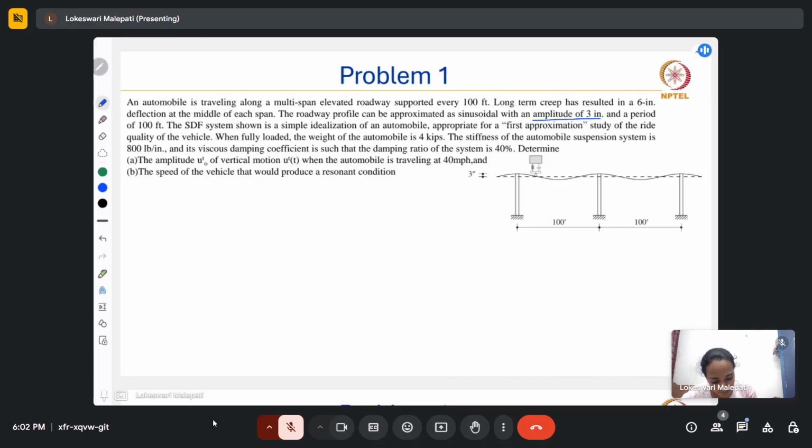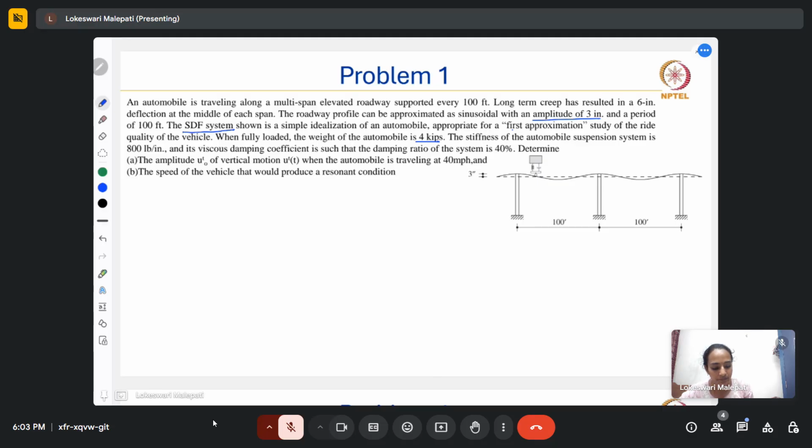So now what they have done is there is one automobile which they have idealized as a single degree of freedom system for a first approximation study. And when fully loaded, the weight of the automobile is 4 kilopounds, and the stiffness of the automobile suspension system is 800 pounds per inch, and its viscous damping coefficient is such that the damping ratio of the system is 40%. So determine the amplitude u t naught of vertical motion u t of t when the automobile is traveling at 40 miles per hour.